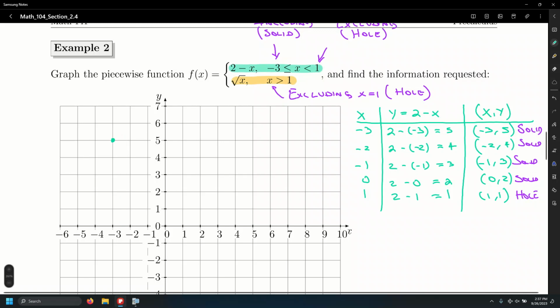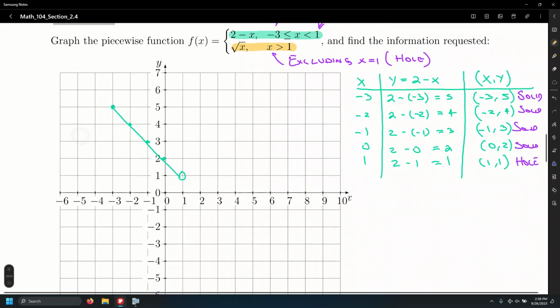That's this point: (-2, 4), (-1, 3), (0, 2), and (1, 1). That's where we're going to draw the hole. All right. Okay, that's just going to be the first part of the piecewise function. All right, so we're done essentially with the first piece.